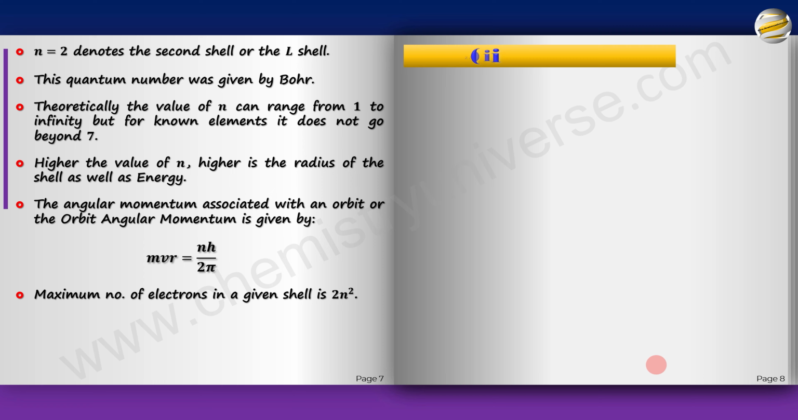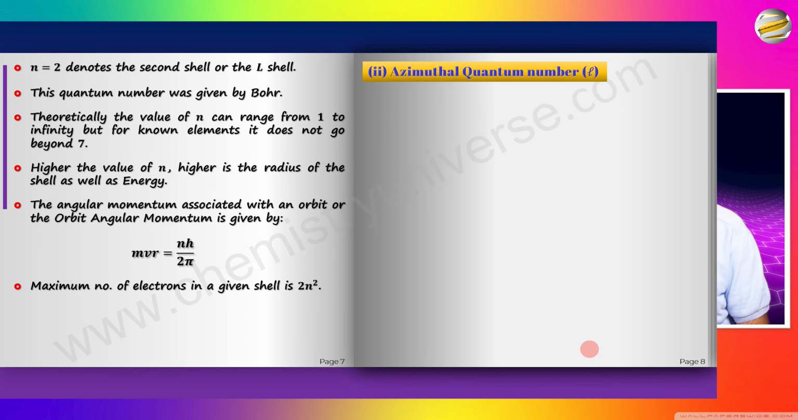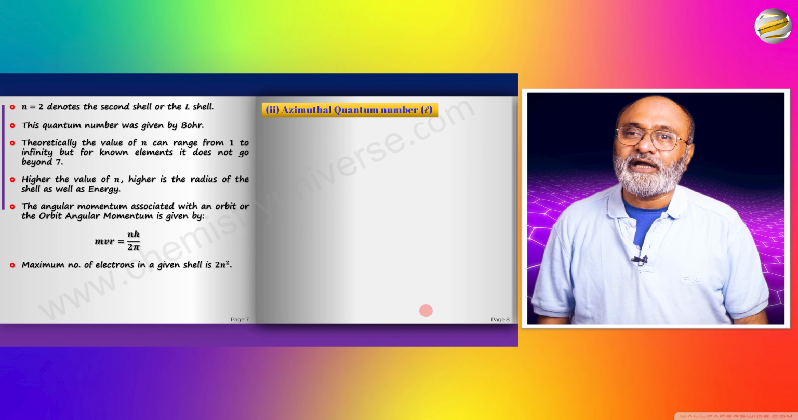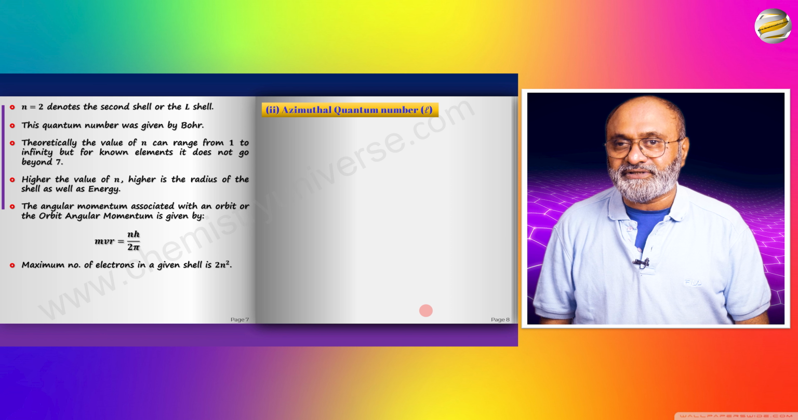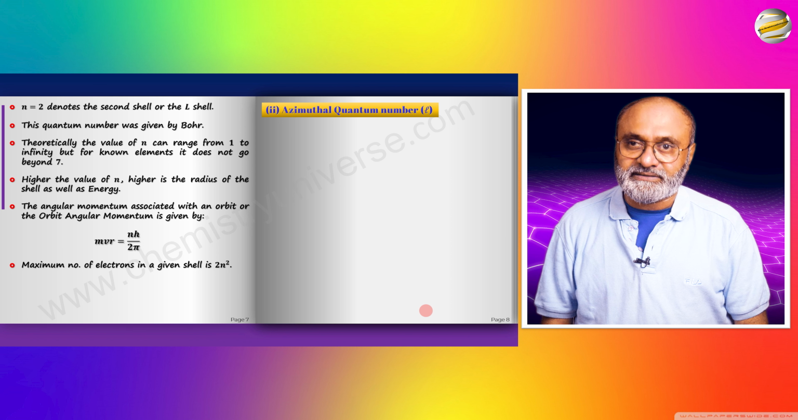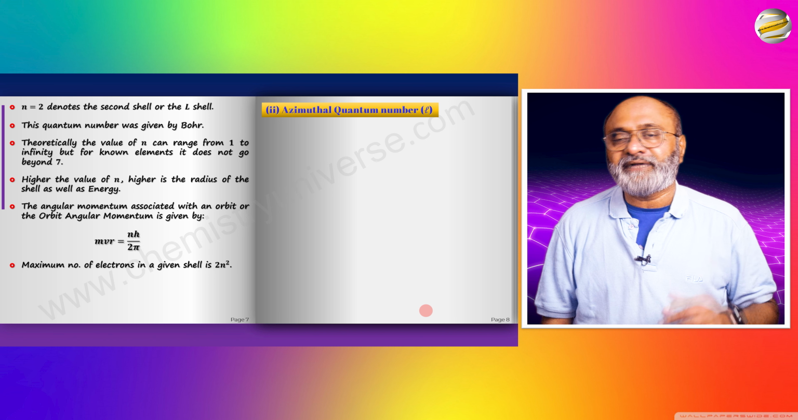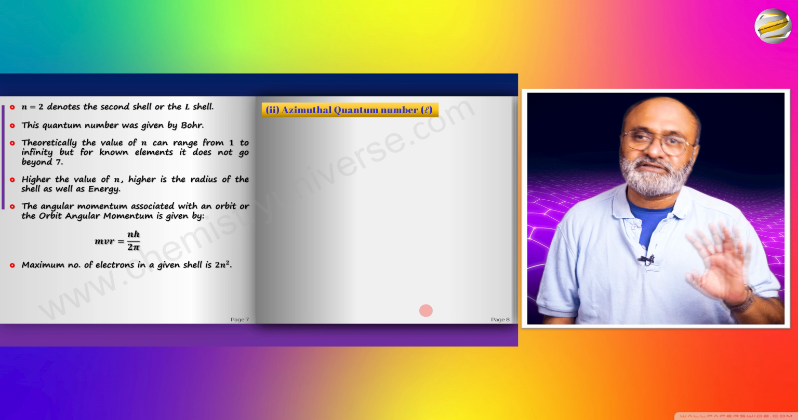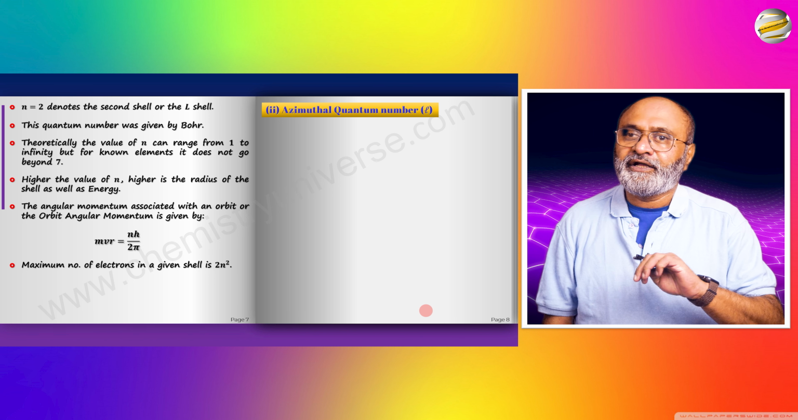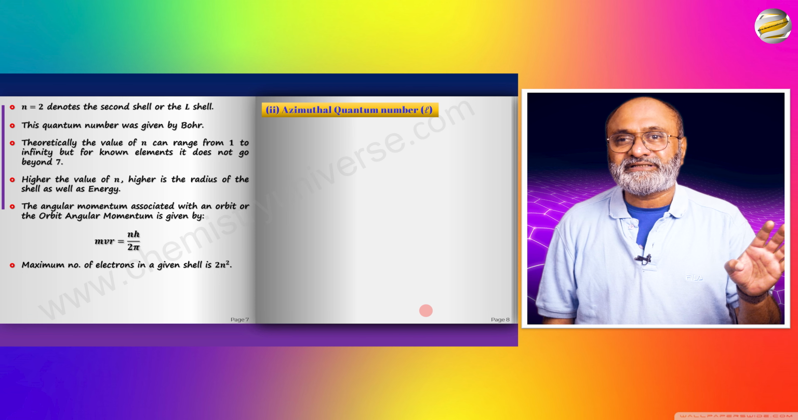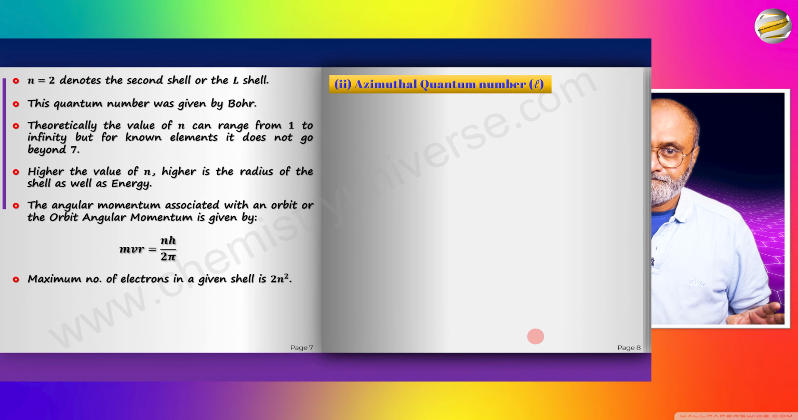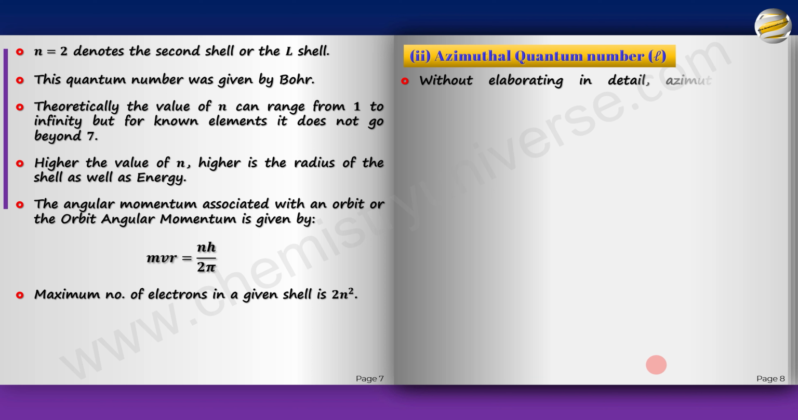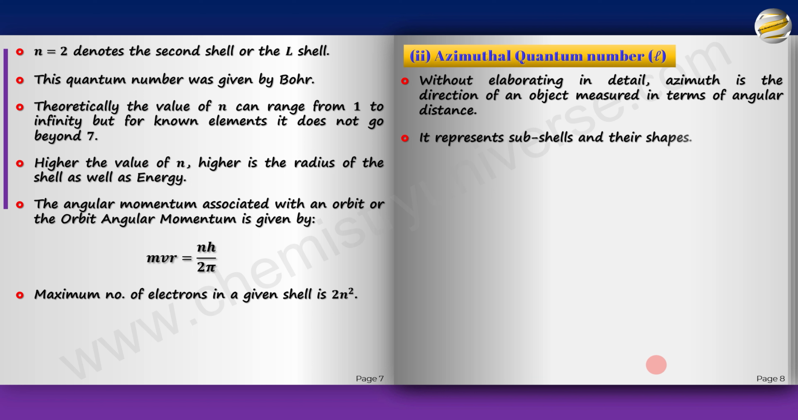Let's look at the azimuthal quantum number. Now, azimuth is basically a way of finding the direction of an object through the measurement of angles. I'm not going into the depth of that, but basically we use it for stars. As they move across the sky, we can use angles to describe distances moved. So without elaborating in detail, azimuth is the direction of an object measured in terms of the angular distance. It represents subshells and their shapes.